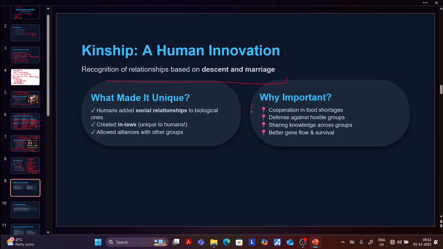First, cooperation in food shortages. When resources are scarce locally, kinship networks allow you to draw on relatives in other locations. You have obligations to kin. They must help you in crisis. This is the obligation. This distributes risk across a broader population. Second, defense against hostile groups.